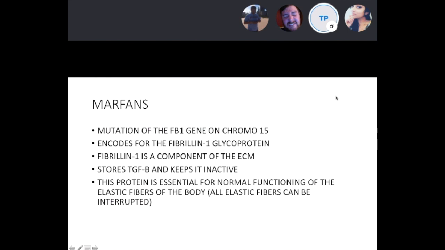Okay. So the last one I wanted to talk about today is Marfan's. So Marfan's is a mutation of the FBN1 gene that's located on chromosome 15. This gene encodes for the protein fibrillin-1 glycoprotein. And fibrillin-1 is a component of the extracellular matrix. And what it also does is it stores TGF-beta, and it keeps it inactive.